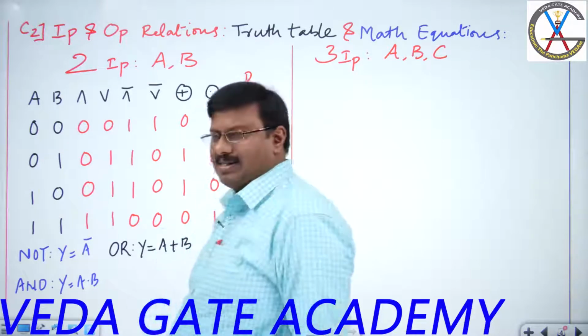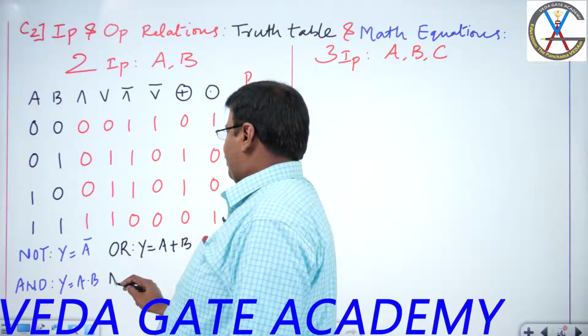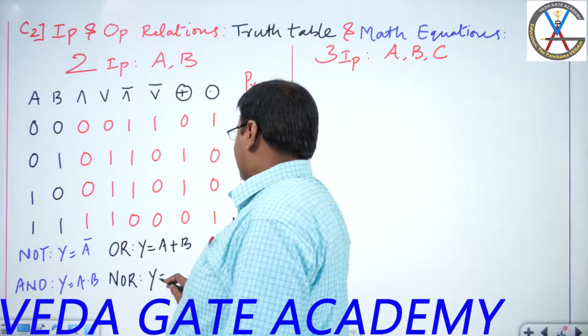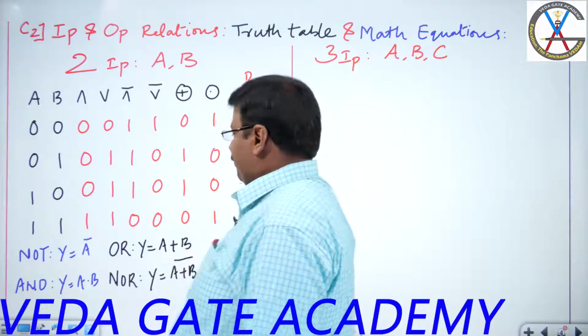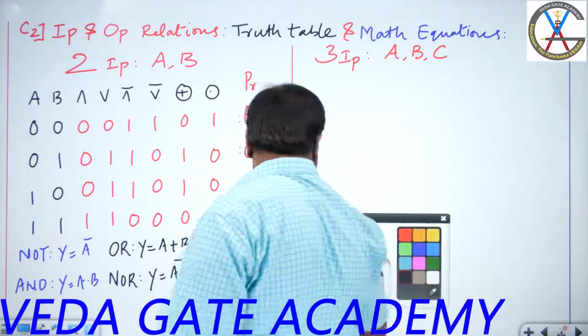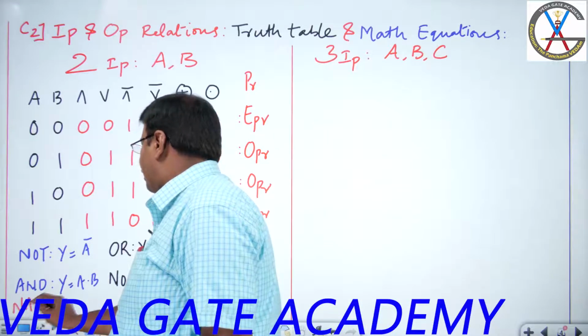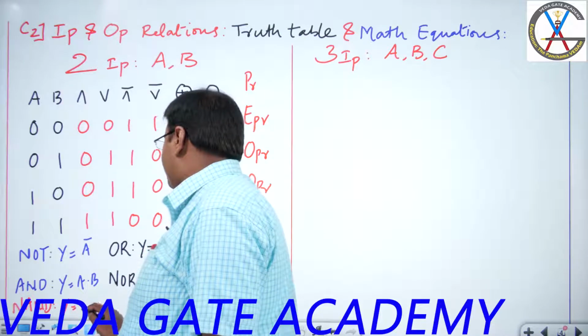Or you can also use the OR symbol. And you can just write NOR here itself. Y is equal to A plus B inversion, NOR. So you can write NAND here. NOT AND is NAND. Y is equal to AB bar.